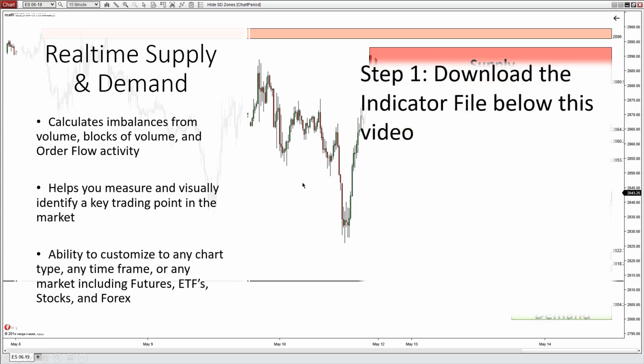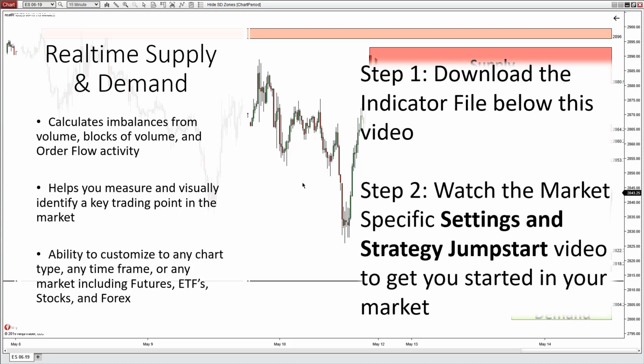So your first step is to go ahead and download the indicator file below this video. The second step is to watch the market specific settings and strategy jumpstart video to get you started in your market.